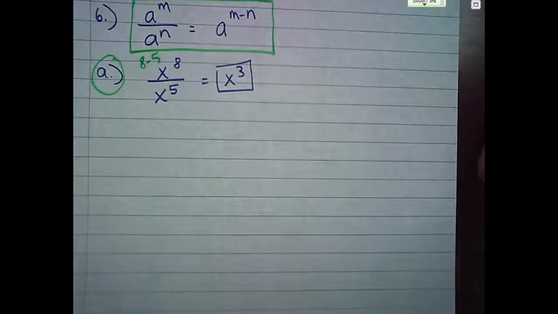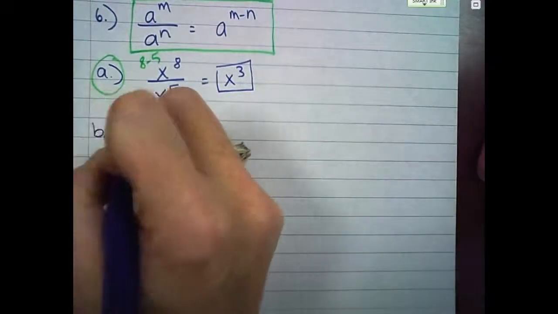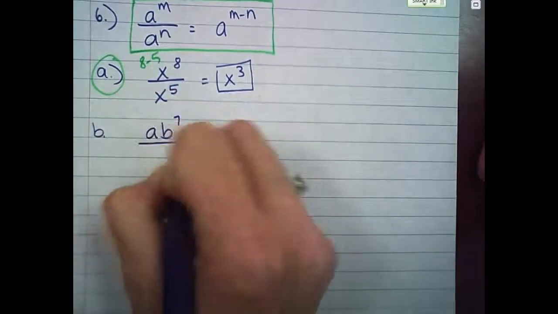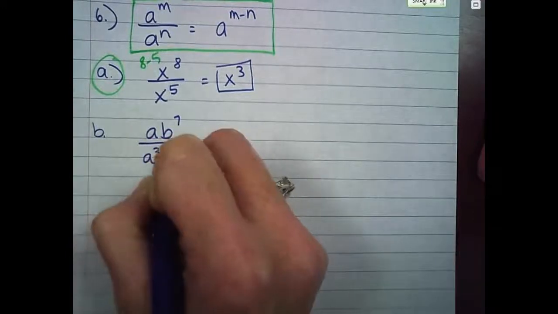When they're real easy like that, it's not a big deal. You don't even really think about that you're subtracting because it makes sense. But you need to understand you are subtracting because they're going to get harder. So here's another one. a b to the 7th over a cubed b to the 4th.